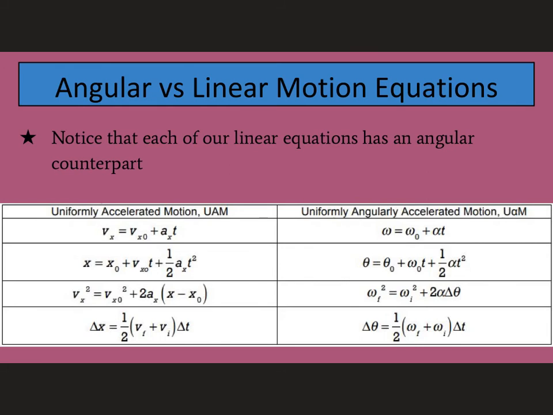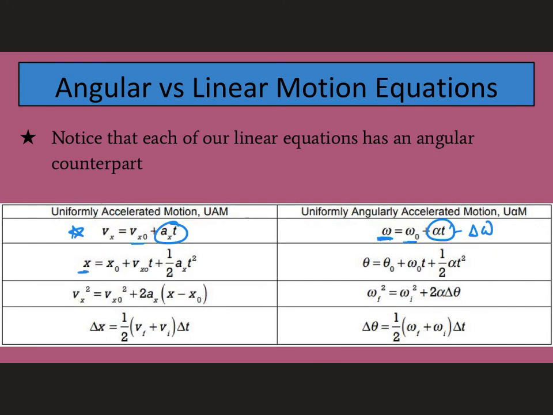So our first one here is our final velocity. So Vx is equal to our initial velocity in the x plus the acceleration times the time. So this part here represents the change in velocity. Here's our initial velocity. We have the same equation for angular motion. Our final angular velocity is equal to the initial plus the angular acceleration times time. So this represents the change in the angular velocity.